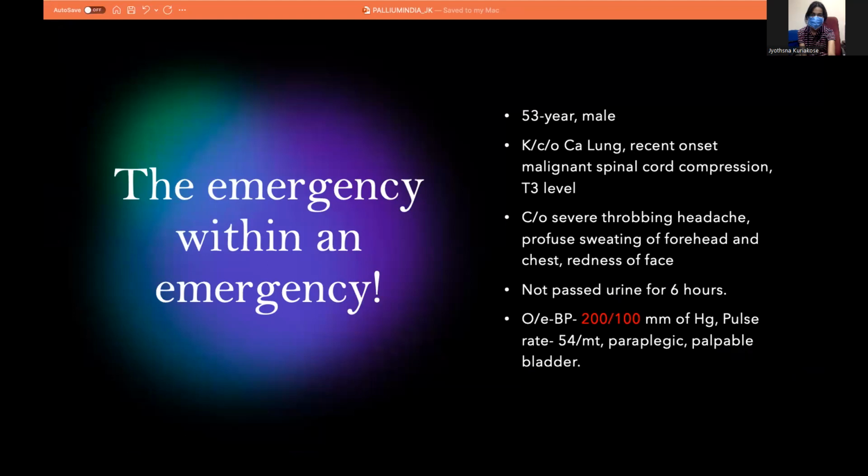On history, you are getting that he has not passed urine for the last 6 hours. On examination, his BP is 200 upon 100, his pulse rate is 54, and he is paraplegic and he has a palpable bladder. So can anybody tell me what is happening here? What is the emergency that we are looking at here? You can put it in the chat.